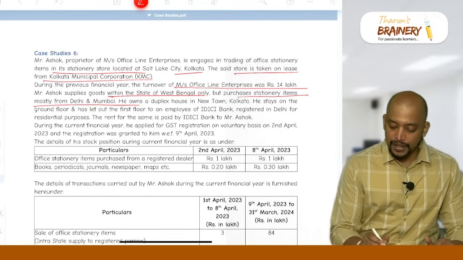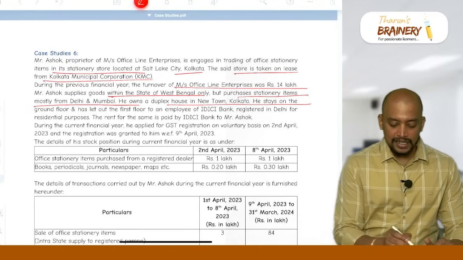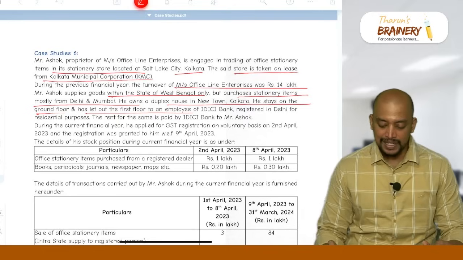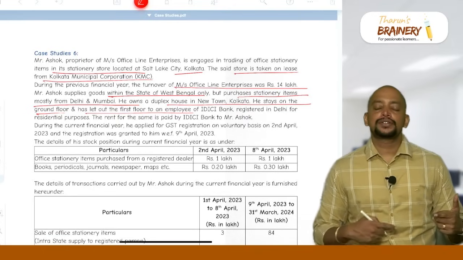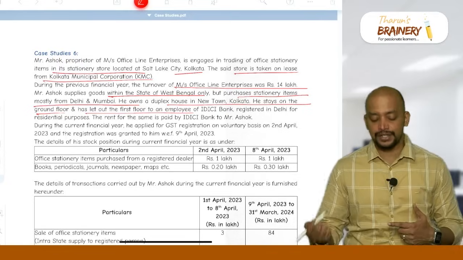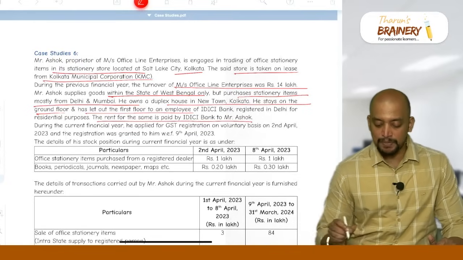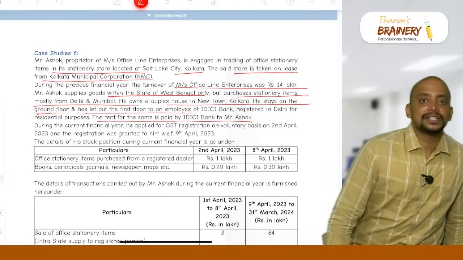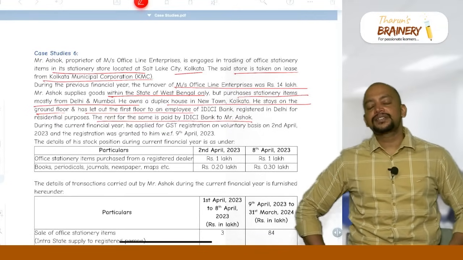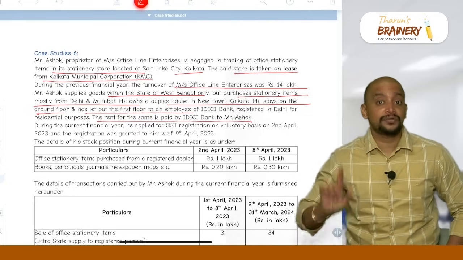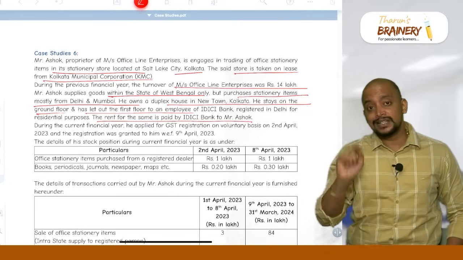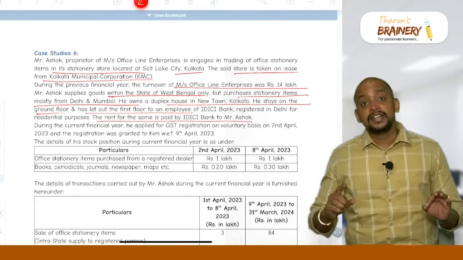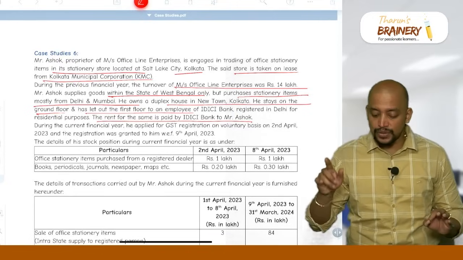He owns a duplex house in New Town, Kolkata. He stays on the ground floor and has let out the first floor to an employee of IDIC bank registered in Delhi for residential purpose. So renting of residential property for residential purpose. The rent for the same is paid by IDIC bank to Mr. Ashok. Now here you should understand who is the recipient. So recipient is a person who is liable to pay the consideration, not one who is paying the consideration. Even though in this case IDICI bank is paying the consideration, they are not the recipient. The one who is liable to pay consideration is the tenant. Who is the tenant? Employee.